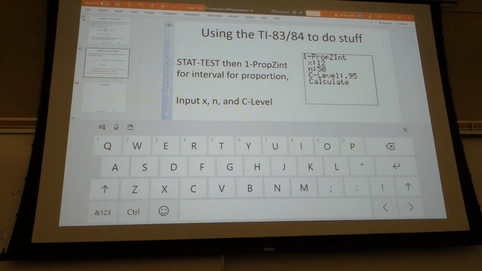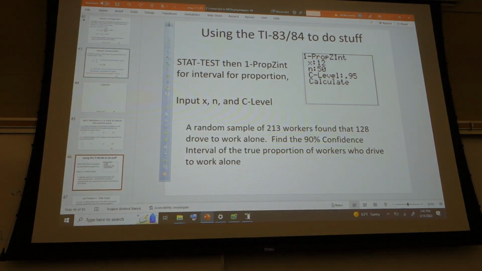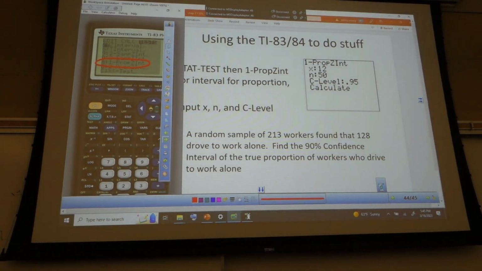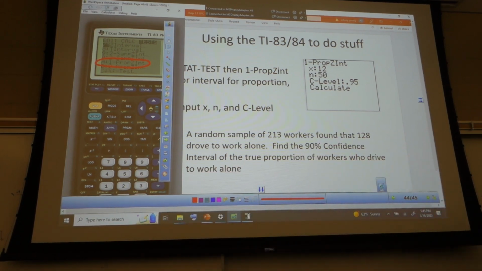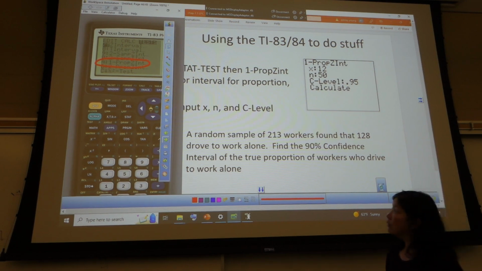So let's try this one here. Let's try a random sample. I will give it a shot. Random sample of 213 workers, found that 128 drove to work alone, find the 90% confidence interval. Give it a shot. Did you all do it already? Okay, do it now. Try it now on your calculator.